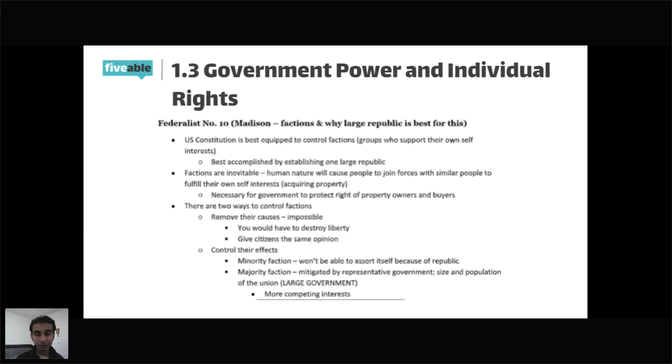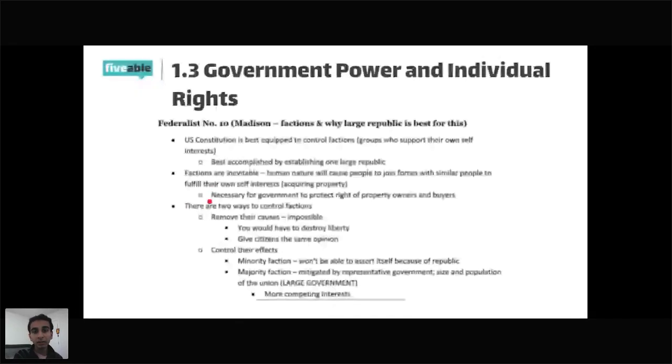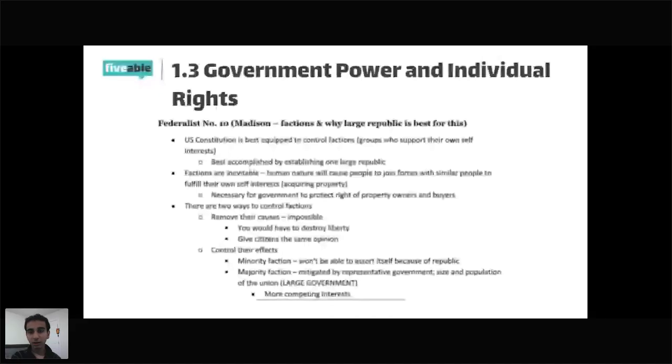Okay, so if you look on the bottom of that screen, you can see that it says factions are inevitable. So human nature will cause people to join forces with people that believe the same things, and there's two ways to control factions. One is remove their causes. What that means, in terms of what he was saying, is that people are all different. So if you were trying to remove the causes, that means you'd have to remove the differences between people. And that's practically impossible because everyone has different opinions.